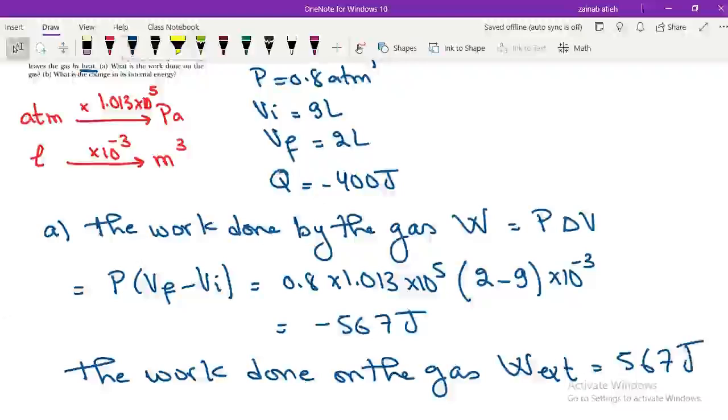In part B, he says, what is the change in the internal energy? So I have to find delta U.